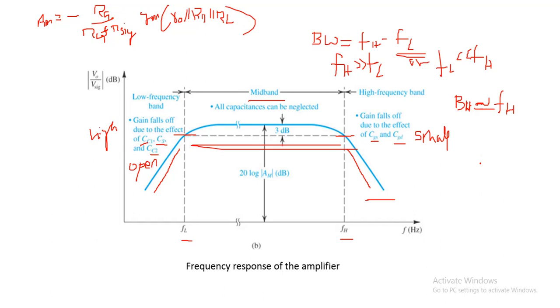Then the gain bandwidth product. The gain bandwidth product GB is given as, the name itself indicates, gain bandwidth product: the gain AV of the CS amplifier times the bandwidth, which we have just now calculated. So this is the gain bandwidth product.